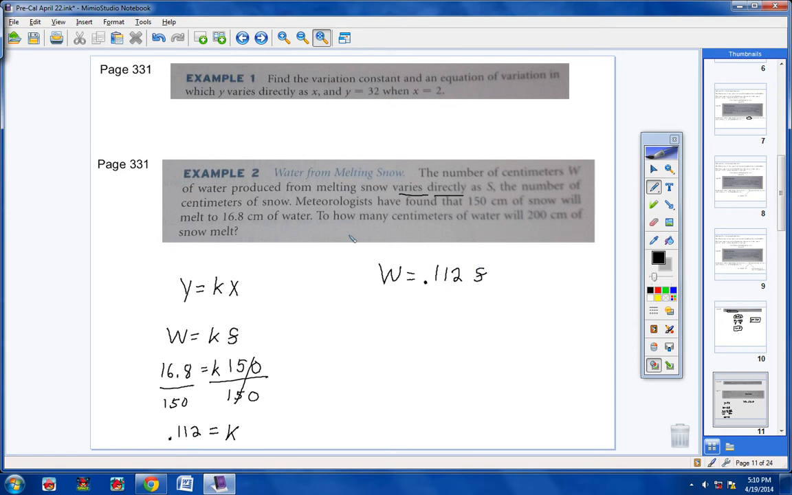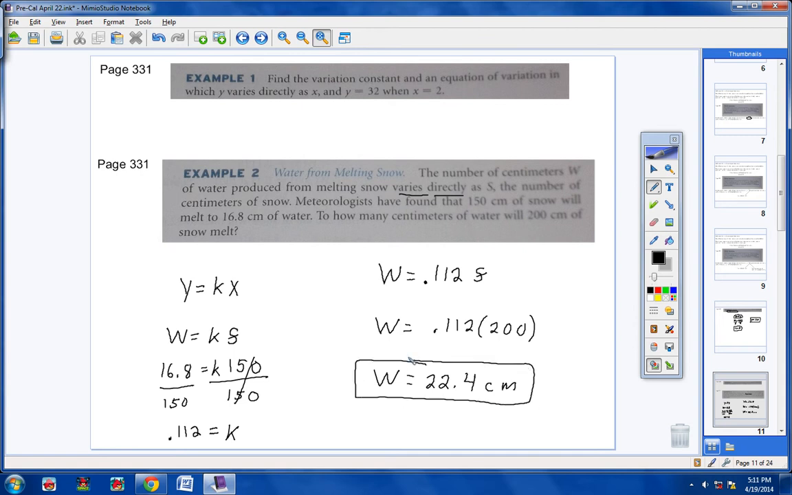Now look at the last sentence. How many centimeters of water will 200 centimeters of snow melt? So I have 200 centimeters of snow. So where the S is, I'm going to put 200 centimeters of snow. Okay? And if I type that into my calculator correctly, I will come up with 22.4 centimeters of melted water.